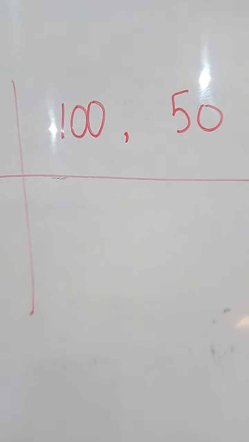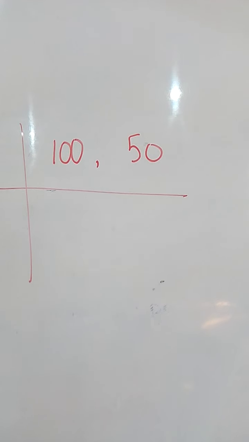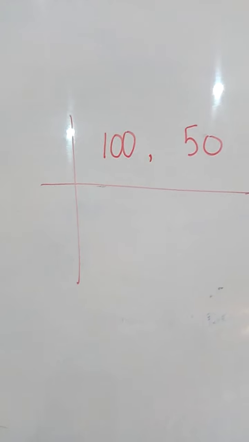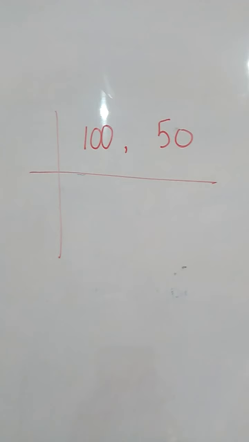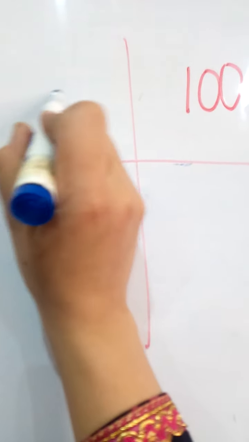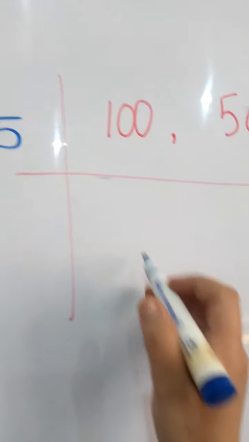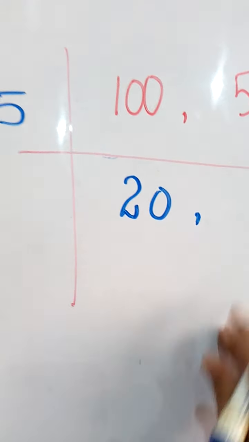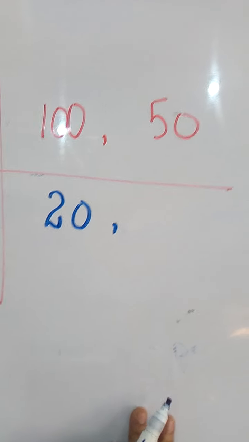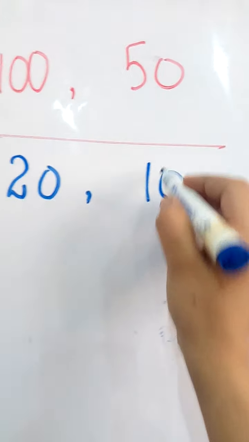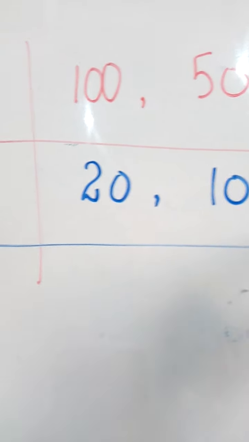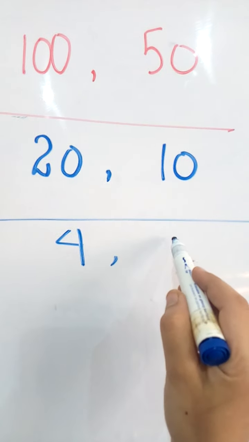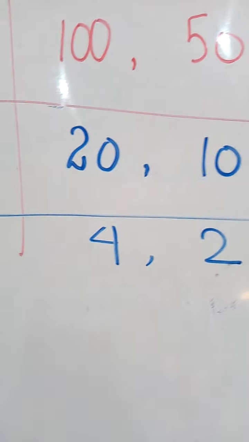They both end in 0, so I'm going to reduce them, using the prime factor 5 for reducing the given numbers. So I'm going to choose 5. In the table of 5, 100 comes at 20. So 20 will be written after 100 like this, comma. Then in the table of 5, 50 comes at 10. Again I can choose the table of 5. 5 4s are 20 and 5 2s are 10.